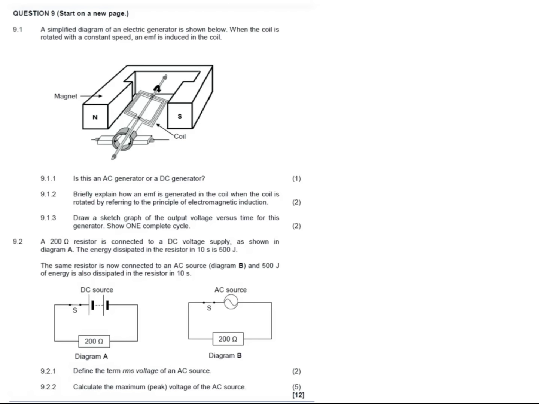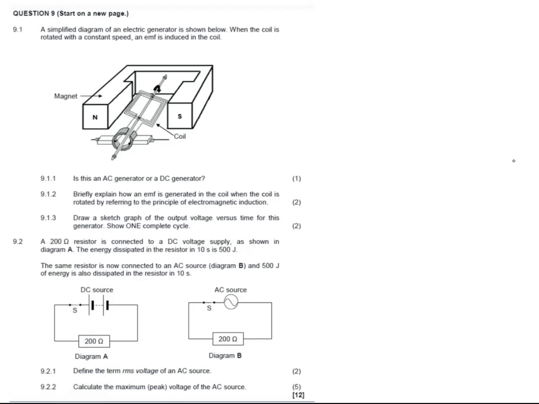All right, we have another question, question 9, a fifth question. There is a simplified diagram of an electric generator shown below. When the coil is rotated with a constant speed, an EMF is induced in the coil. Then 9.1.1 says, is this an AC generator or a DC generator?